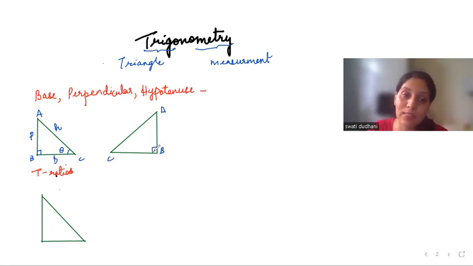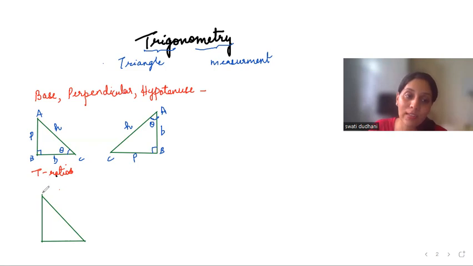Now, for instance, my angle is here on the top. How can we differentiate? It doesn't change. The side opposite to 90 degrees is the hypotenuse. The side opposite to the angle that we are considering, here it is angle theta, is BC, which is the perpendicular. And the third side is automatically the base. So these three terms you need to know very well. Then your first exercise is sorted.